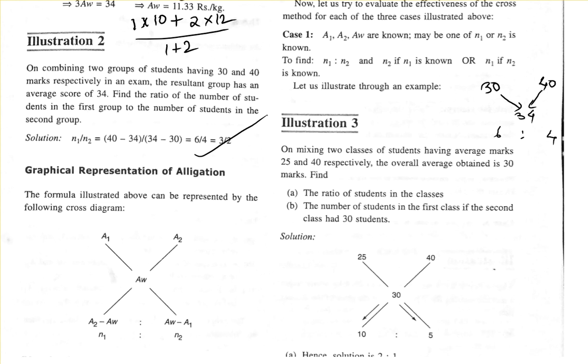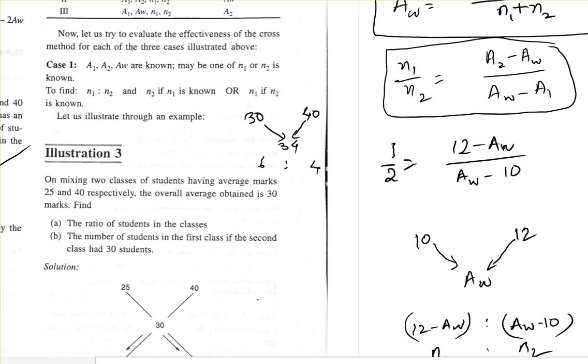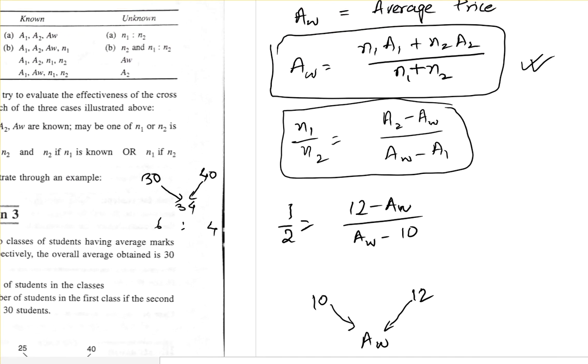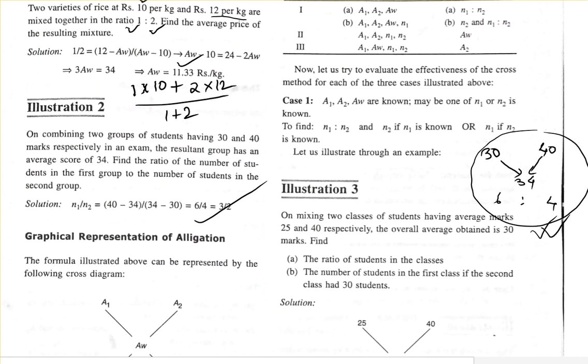When you have to obtain the ratio, use the second formula. And when you have to obtain the average, use the first formula. So the second formula is also a good formula, and this method works. It really works because it is quite fast.